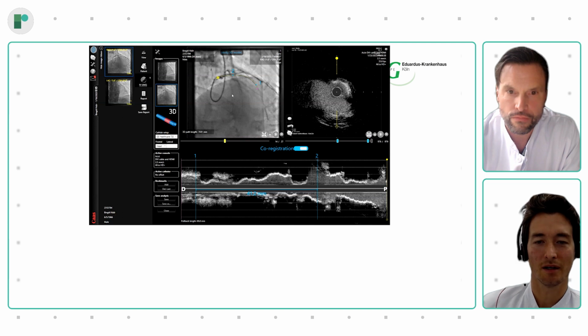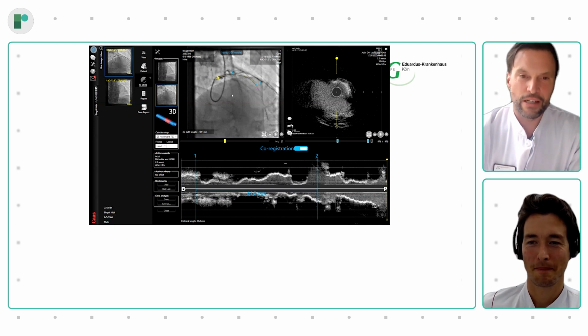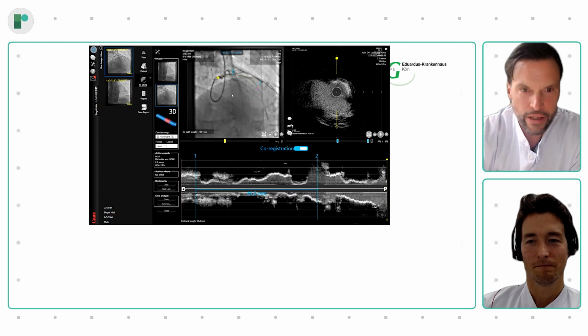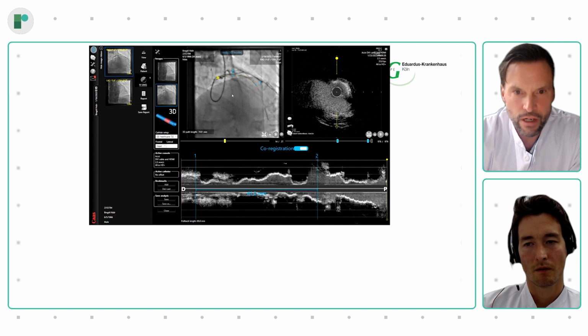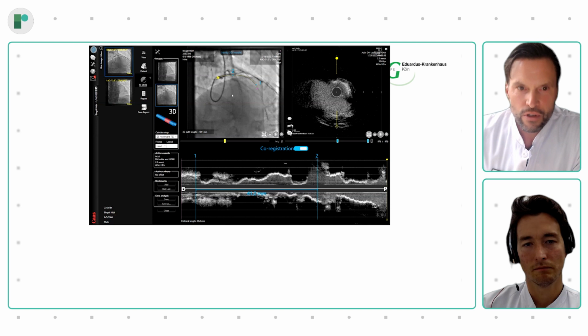Yeah, I would like to hand over to Christoph Hammerstingl to conclude the session. Yes, thank you very much, Alexander. I think those were very clear cases with perfect messages depicting the most important aspects of how and when to use intravascular imaging. Before I conclude the session, I just want to give you a short glimpse into the future, what could be done to make it even more usable in daily clinical routine.